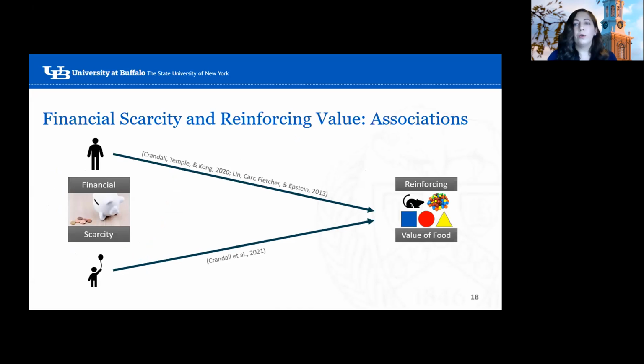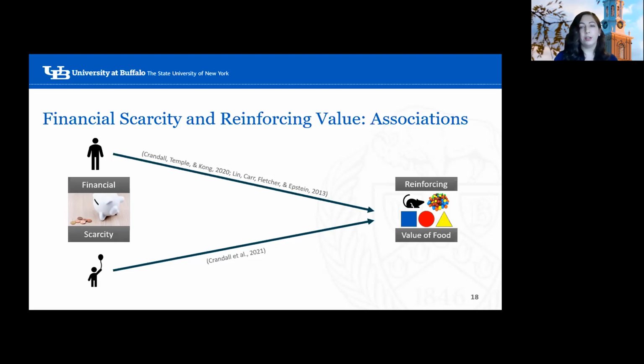Before we started this work, one study had shown a relationship between financial scarcity, in this case, lower income, and the relative reinforcing value of food. This study also showed that the relationship between income and body mass index was mediated by the reinforcing value of food in adults.